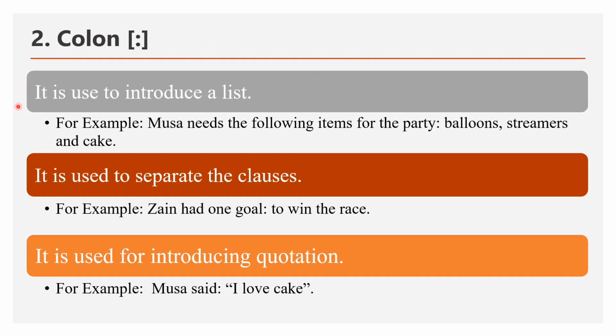Now, colon. It is used to introduce a list. For example, Musa needs the following items for the party: balloons, streamers, and cake. Here, we have used a colon to introduce a list which is basically balloons, streamers, and cake. It is also used to separate clauses. For example, Zan had one goal: to win the race. Here, we have separated the clauses with the help of a colon. It is also used for introducing a quotation. For example, Musa said: I love cake. Here we have used a colon to introduce a quotation.